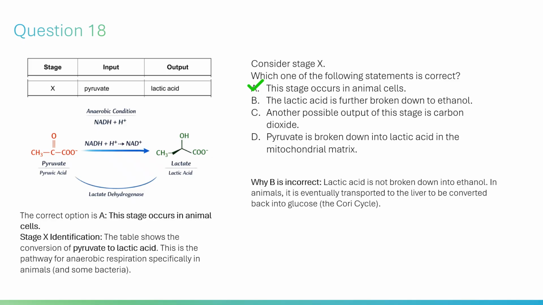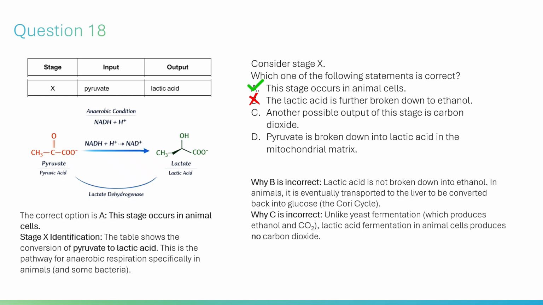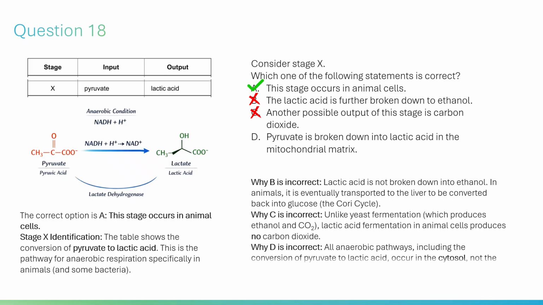Y B is incorrect. Lactic acid is not broken down into ethanol. In animals, it is eventually transported to the liver to be converted back into glucose, the Cori cycle. Y C is incorrect. Unlike yeast fermentation, which produces ethanol and CO2, lactic acid fermentation in animal cells produces no carbon dioxide. Y D is incorrect. All anaerobic pathways, including the conversion of pyruvate to lactic acid, occur in the cytosol, not the mitochondrial matrix.